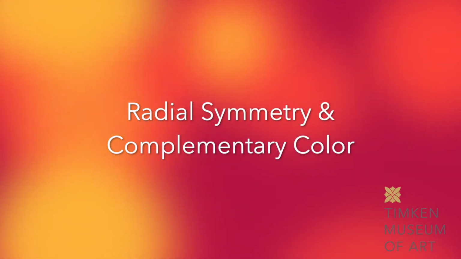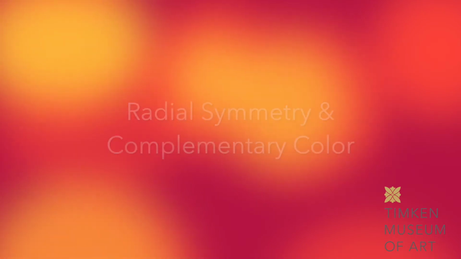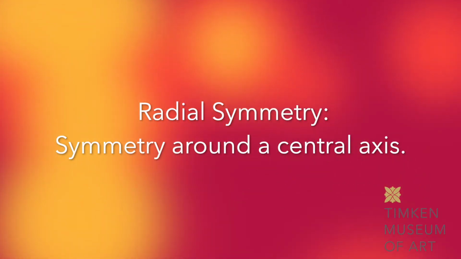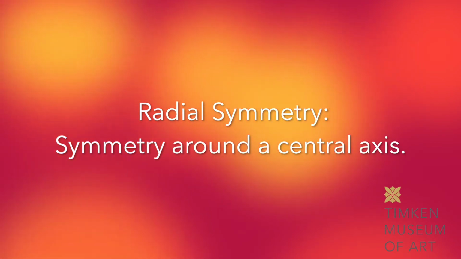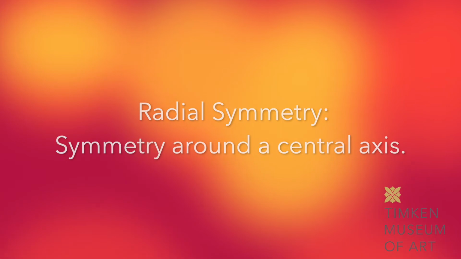Today we are going to explore radial symmetry and complementary color. To begin, I want to define radial symmetry. Radial symmetry is when there is symmetry around a central axis. You can find examples of this in nature.